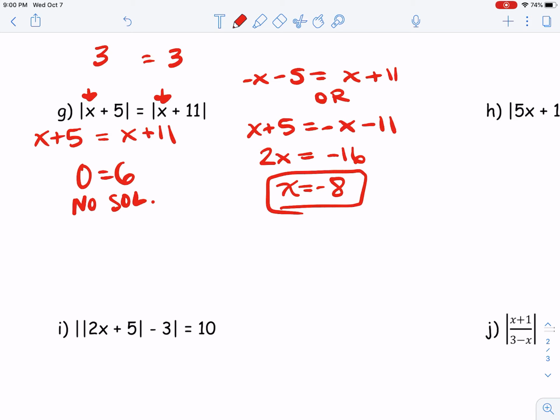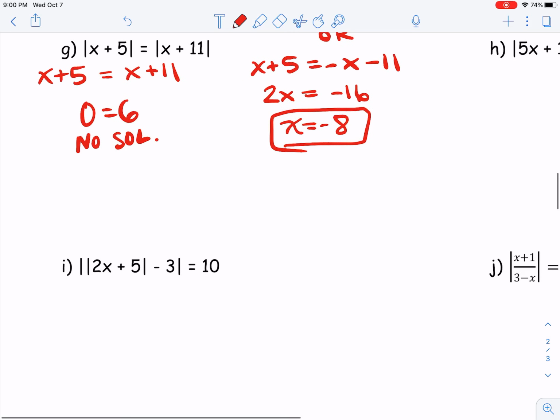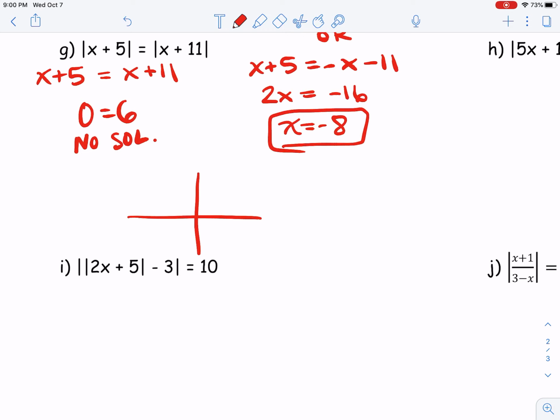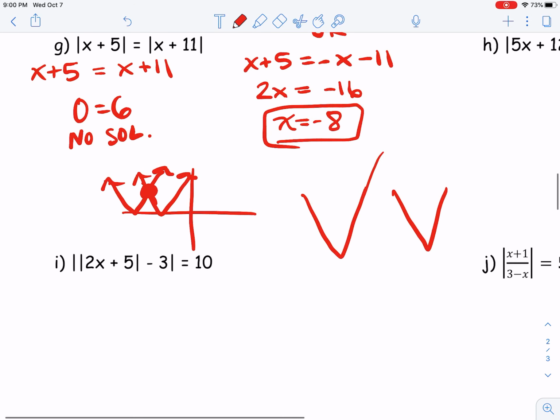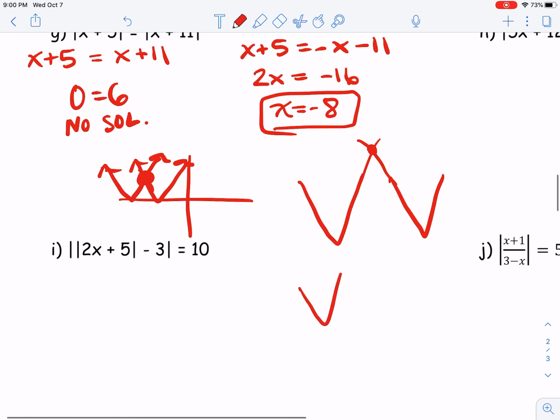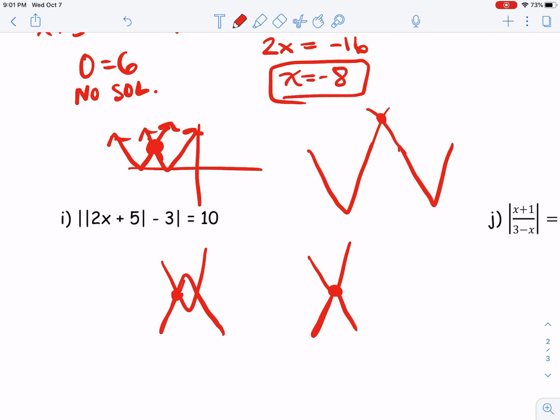And so maybe you're thinking, well, how do I have just one solution when I have two absolute values? Think about that graphically, guys. I could have something like x plus 5 is just going to be a normal one shifted to the left 5. And then x plus 11 has been shifted to the left 11. So there is my one solution. So when you have two absolute values, one solution, two solutions. You see all these possibilities that could be happening.